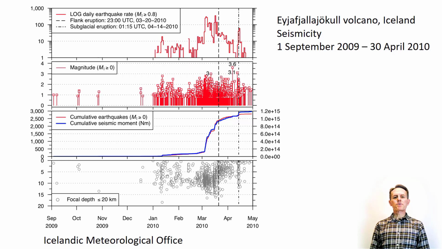The third panel shows a red line that is the cumulative number of earthquakes above magnitude 0, indicated on the left scale. In this case, about 3,000 earthquakes occurred over the time period shown. The blue line is the corresponding cumulative seismic moment in units of Newton meters, shown on the right scale. The slopes of these lines represent the rate of seismic activity. A change in slope signifies a change in conditions at depth in the volcano.